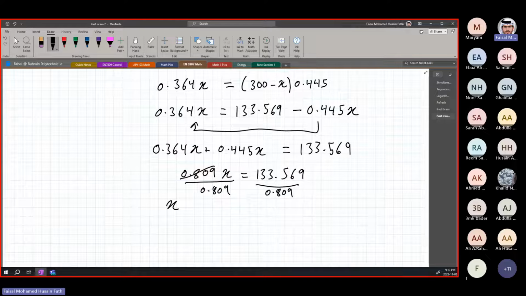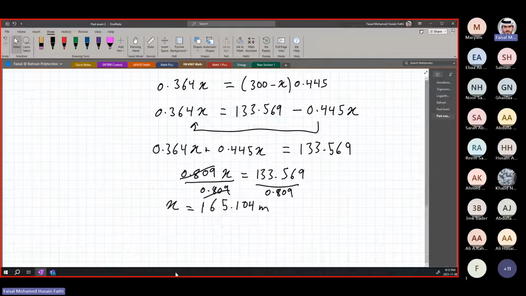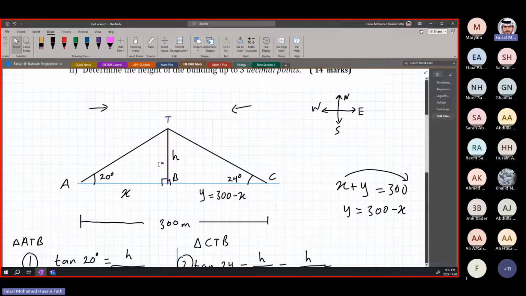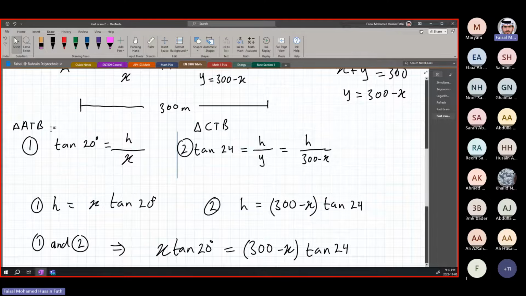Here it cancels, so x equals 133.569 divided by 0.809, which is 165.104 meters. Now, don't forget, this is x. We don't want to find x, we want to find h. So where do we substitute it? We substitute it in any of these equations, either equation 1 or equation 2.